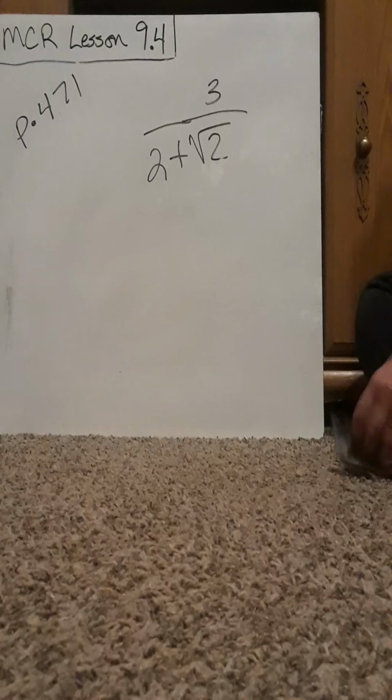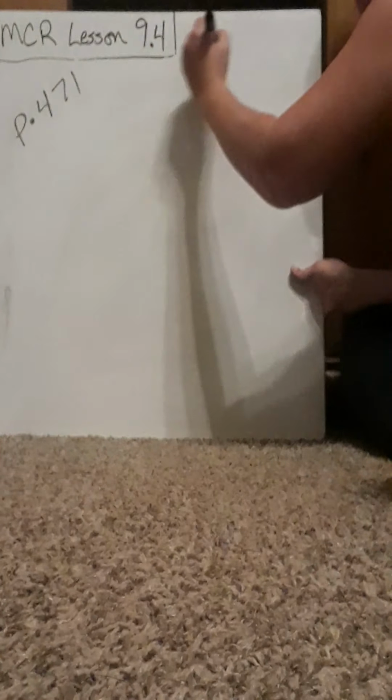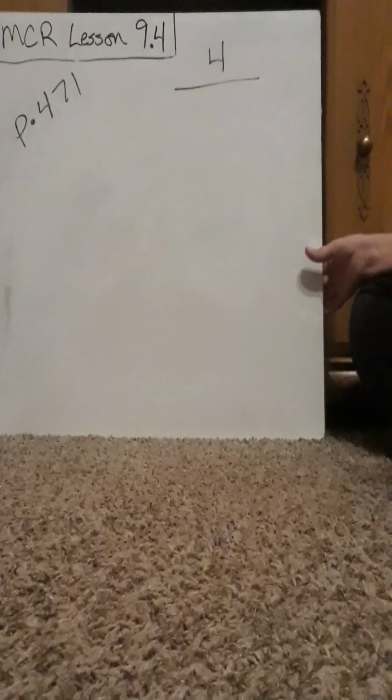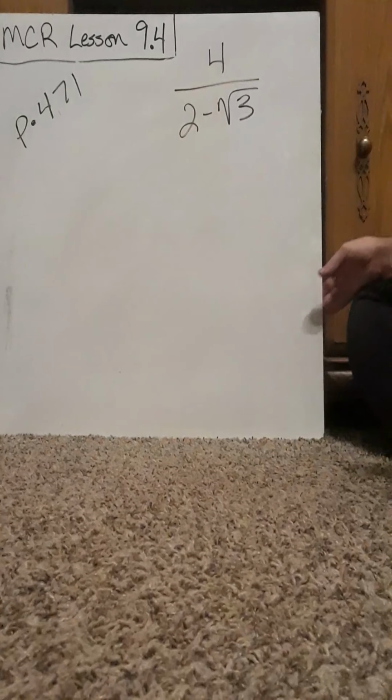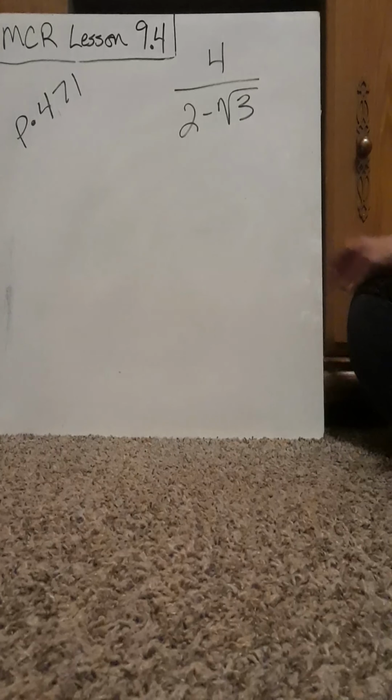And of course, you also have to remember that this is a fraction. So whatever you do to the bottom, you must also do to the top. I know probably what I've said so far sounds a little confusing, but I think when I show you an example and how it's done, it'll make sense. So let's just do one. Let's say we have 4 over 2 minus the square root of 3. This is example 6, part B.